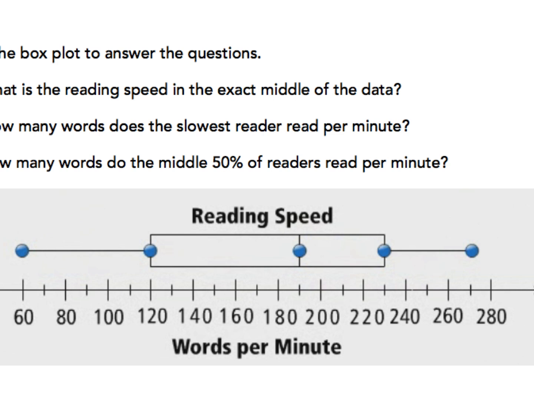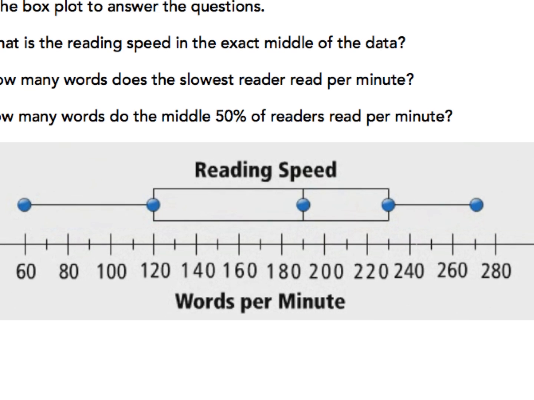All right, so let's look at this one. It says use the box and whisker plot to answer the questions. What is the reading speed in the exact middle of the data? So thinking the median is what's the middle. Which speed would that be looking at this box and whisker plot? Which one represents the median reading speed or the middle?